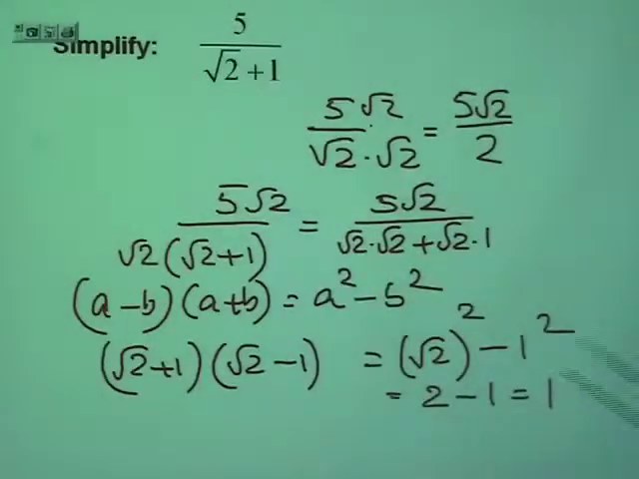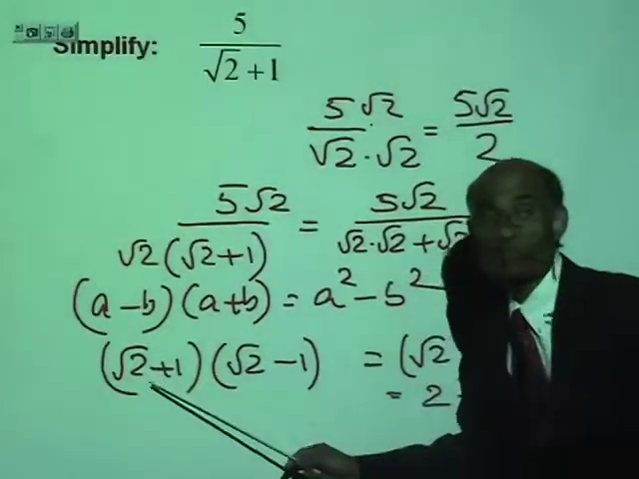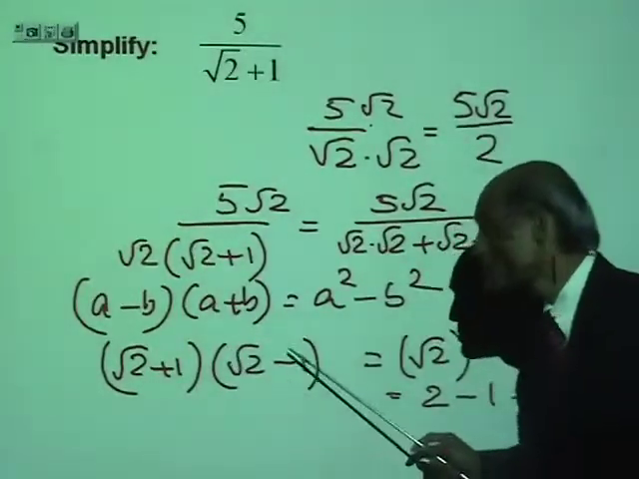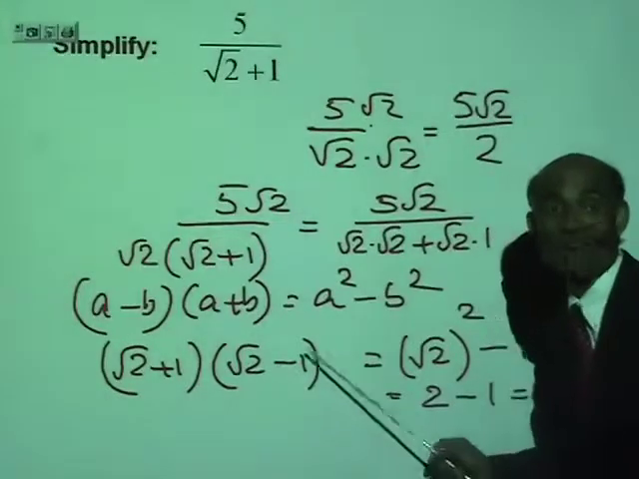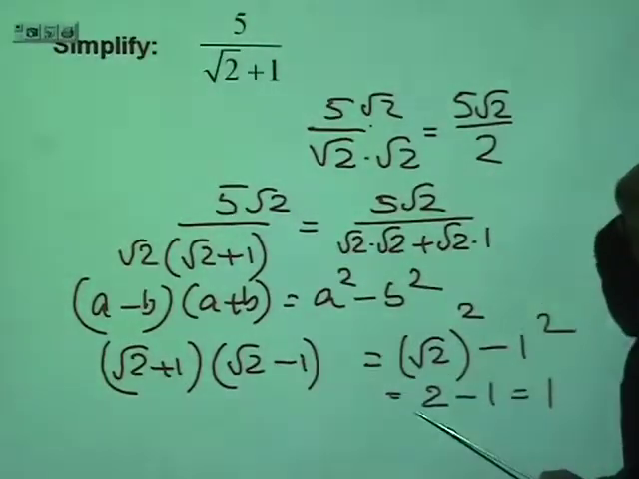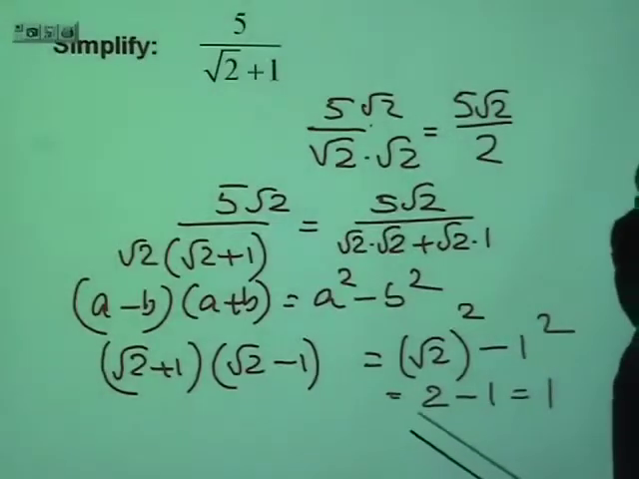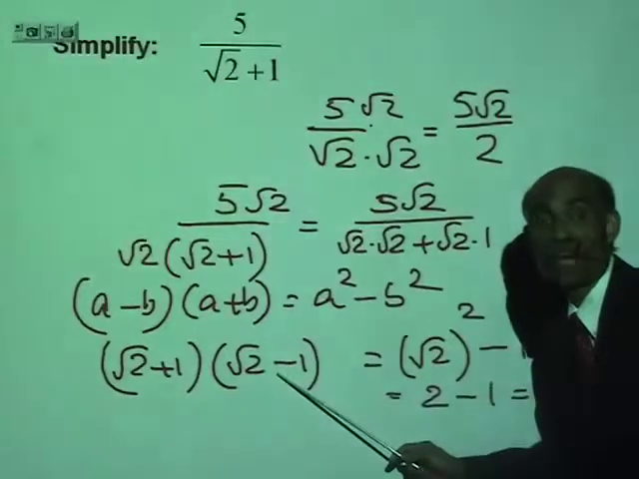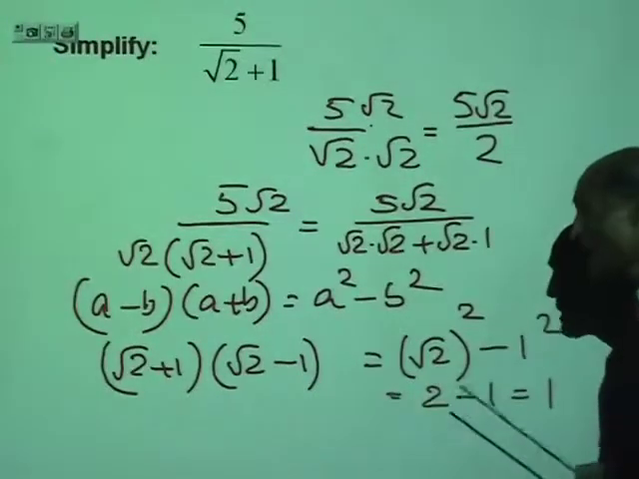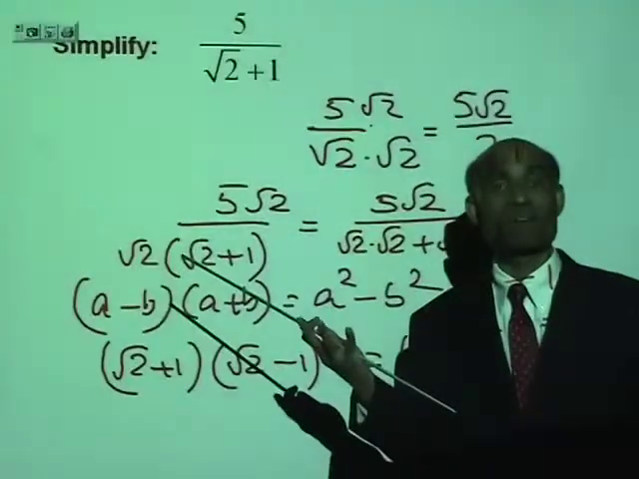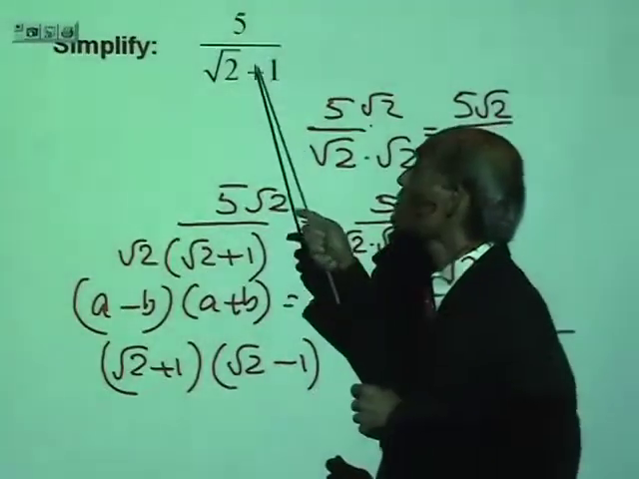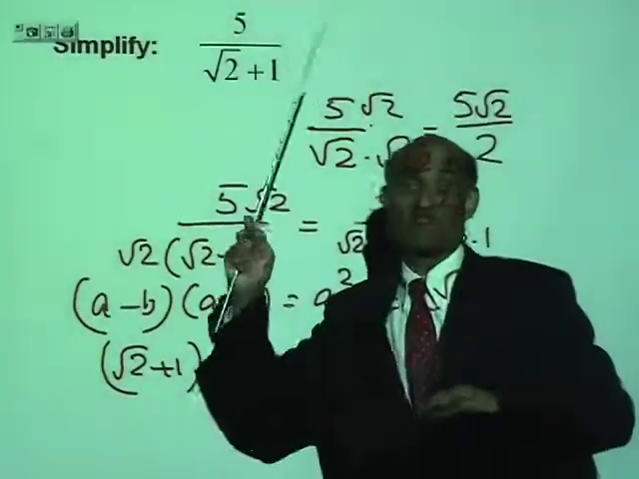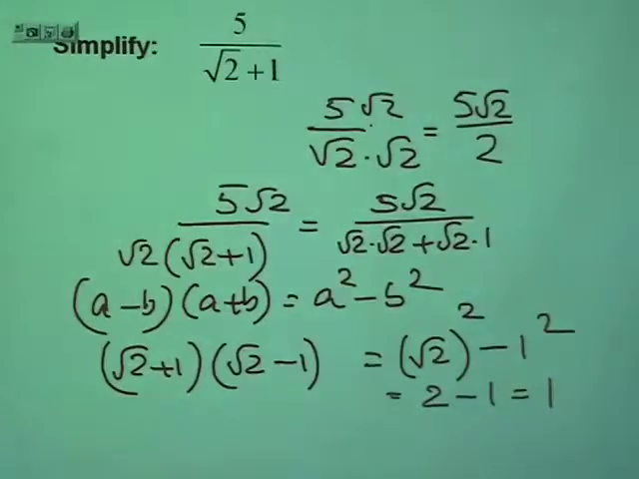You see what happened here? When I multiply the square root 2 plus 1 by square root 2 minus 1, I was able to remove the radical. The radical is removed. You see, square root 2 plus 1 times square root 2 minus 1 became 2 minus 1. The radical disappeared. So, what will we do to remove the radical sign from the denominator in such a case? I'm going to write that down for you.